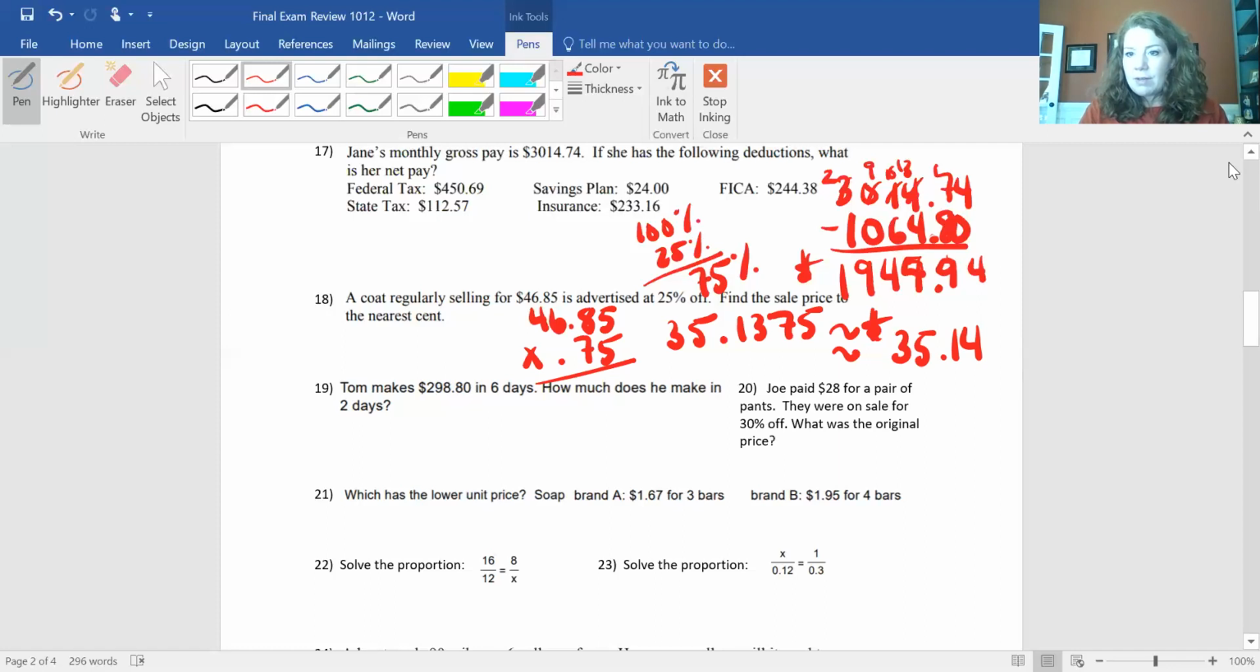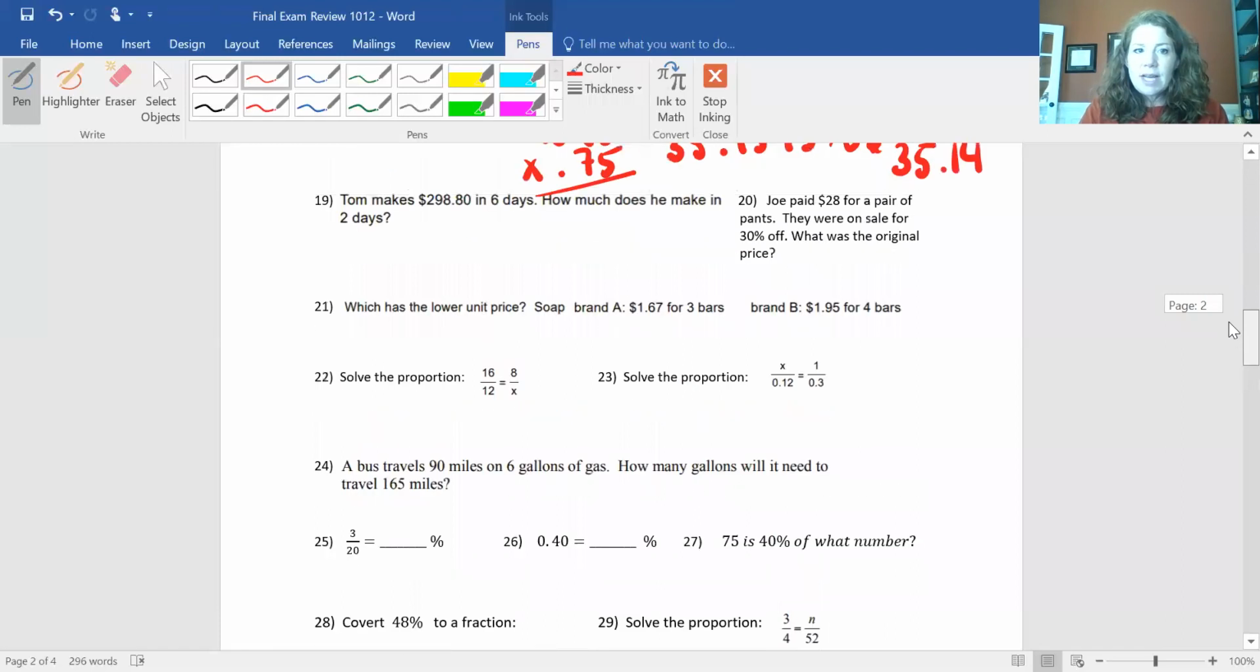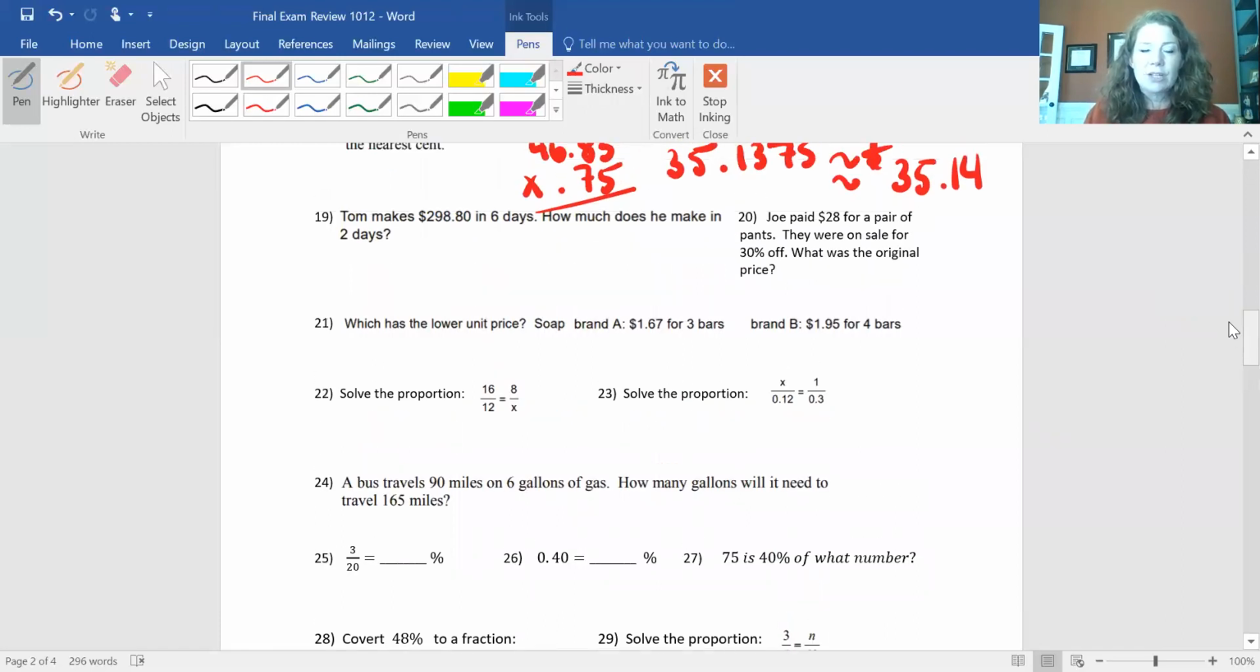All right, I'm gonna pull this down a little bit. Number 19, Tom makes $298.80 in 6 days. The question is, how much does he make in 2 days? Well, there's several ways we could do this. We could divide 298.8 by 6, and that'll tell us how much money he makes per day. And then we can multiply that number by 2. That'll work. Or we could do a proportion.